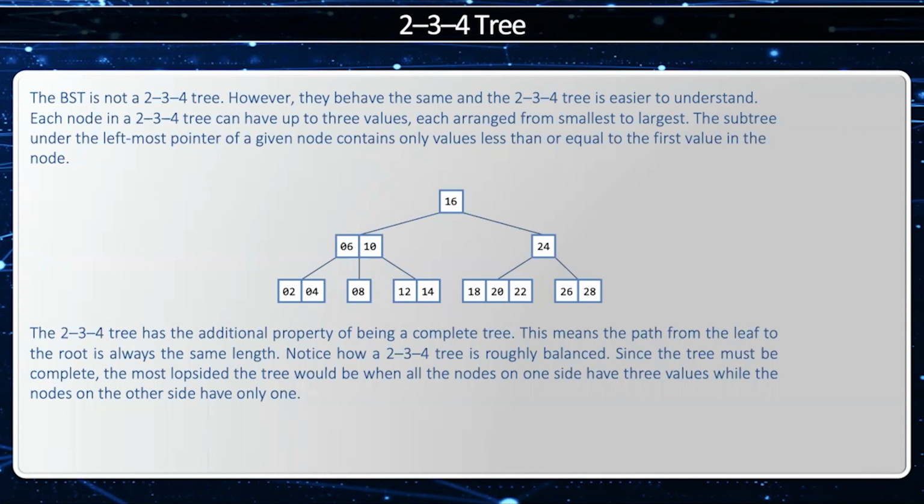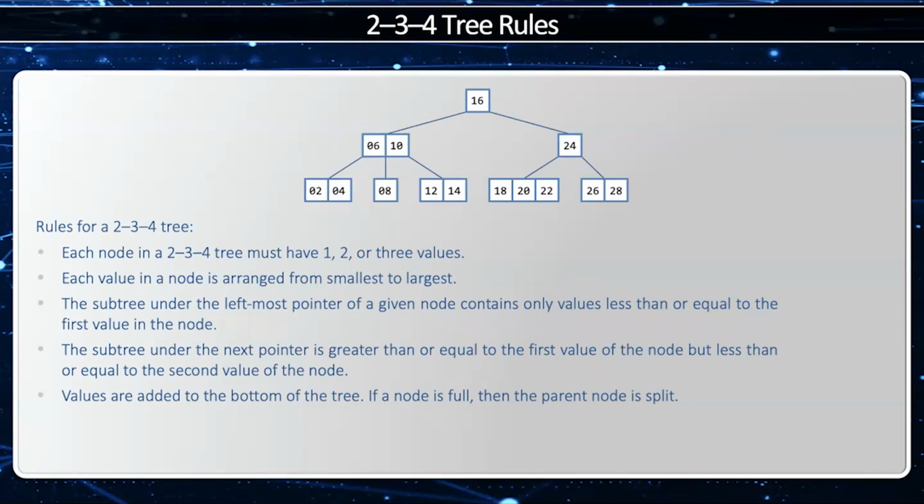The 2, 3, 4 tree has an additional property of being a complete tree. This means the path from the leaf to the root is always about the same length. Notice how the 2, 3, 4 tree is roughly balanced. Since the tree must be complete, the most lopsided tree would be when all the nodes on one side have 3 values, while all the nodes on the other only have 1.